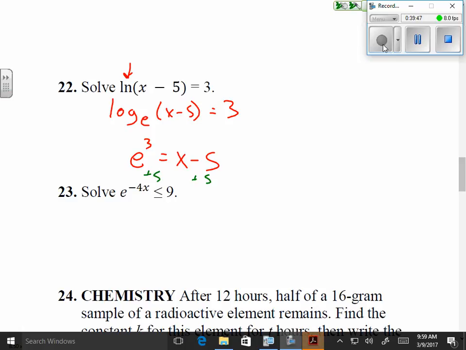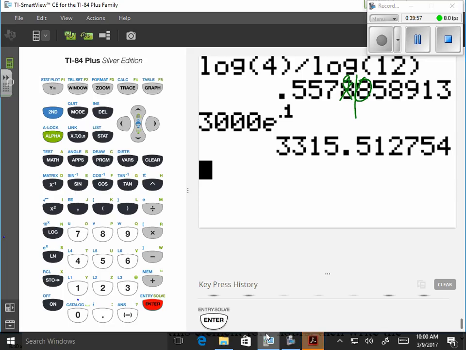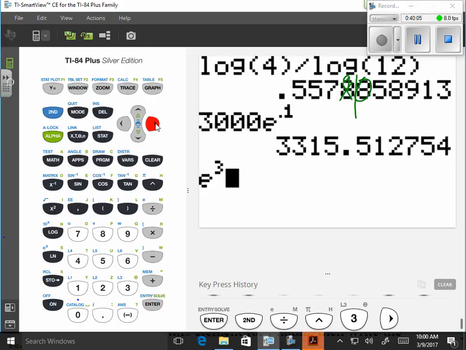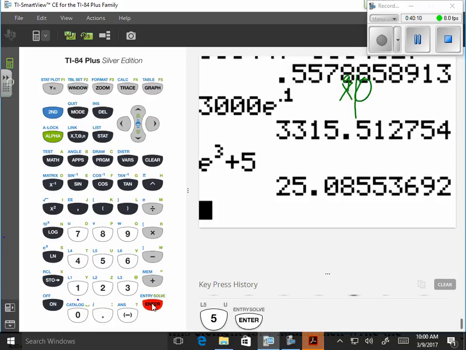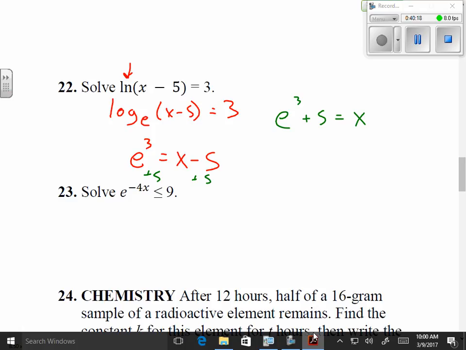We can put e to the third in our calculator. E to the third plus 5 will be equal to the value of x we want. 25.0855. The value of x.